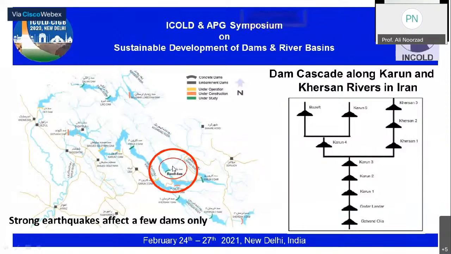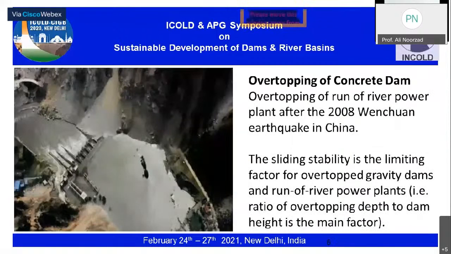I've also shown in this map, if you have a possible earthquake occurring somewhere, I would say the area of strong ground shaking is quite limited. If you have a long cascade, of course, not all dams will be affected by the earthquake ground shaking. As we can see here, if we take this area of strong ground shaking, the red one, there are about 4 or 5 dams which will be exposed to strong ground shaking.